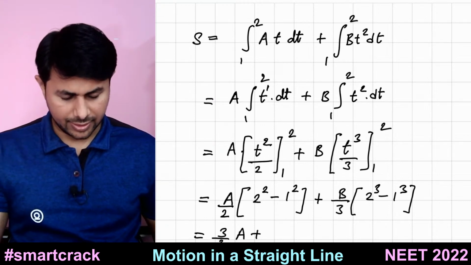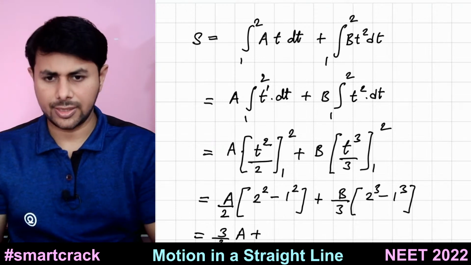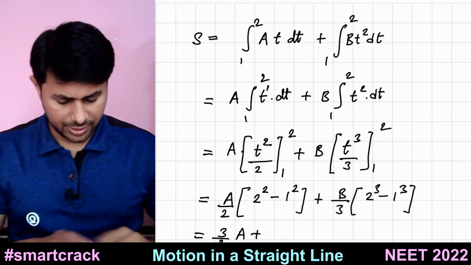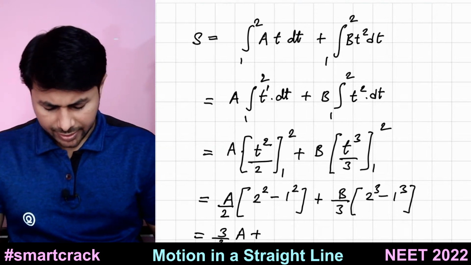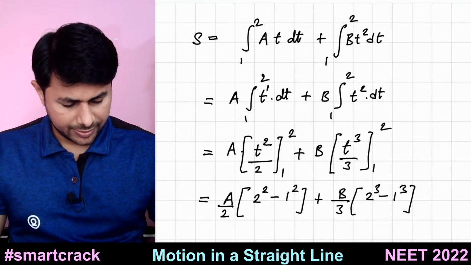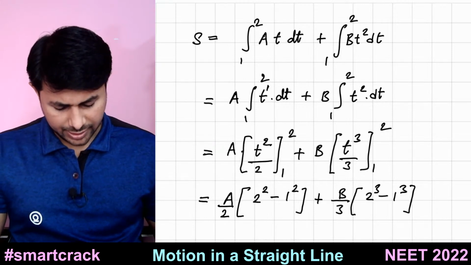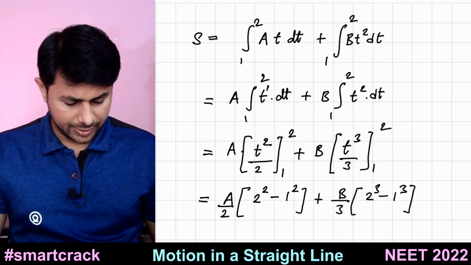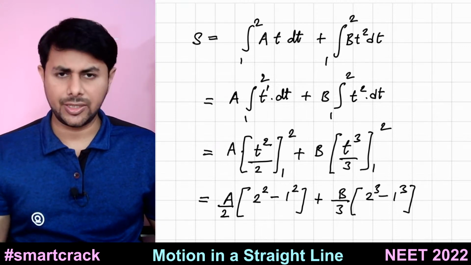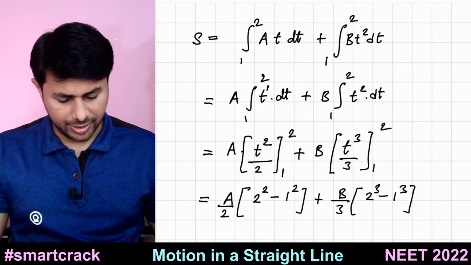a, plus, I hope you can see this. Let me check. Yes, it's going a little bit outside of the screen, so let's write it on the next page. Okay, so from the first term it is 3 by 2 a, plus from the second term we have 2 cube is 8, 8 minus 1 cube is 1. Okay, so 8 minus 1 is 7, so 7 by 3 b.